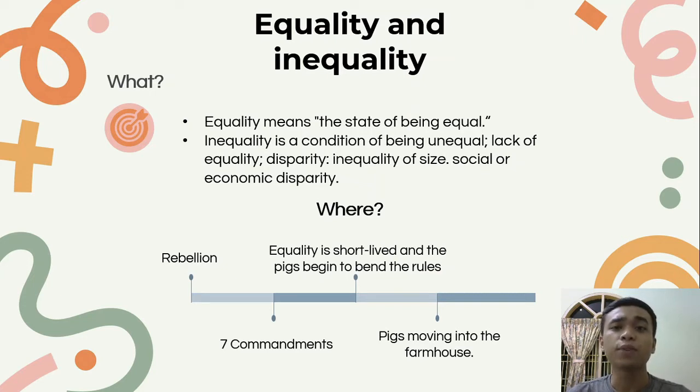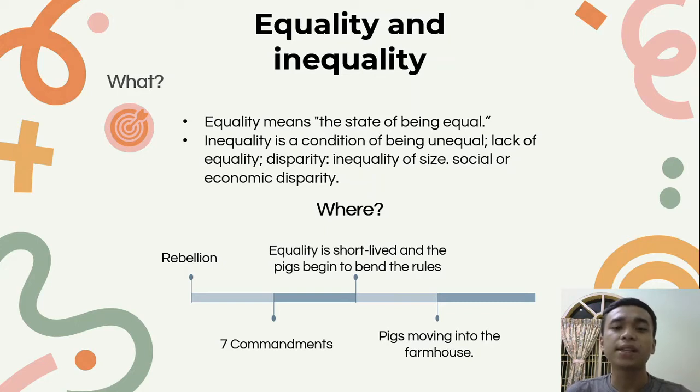So, where can we see equality and inequality in this novel? The animals' unhappiness represents class struggle, and this leads to the rebellion, which offers some equality. And then the pigs' actions in the novel allow inequality back on the farm. The pigs in the novel have created 7 commandments, and one of the commandments is all animals are equal. However, this equality is short-lived, and the pigs begin to bend the rules.